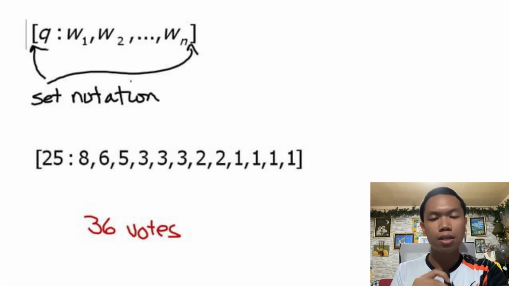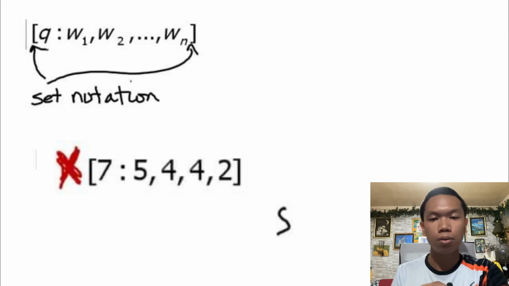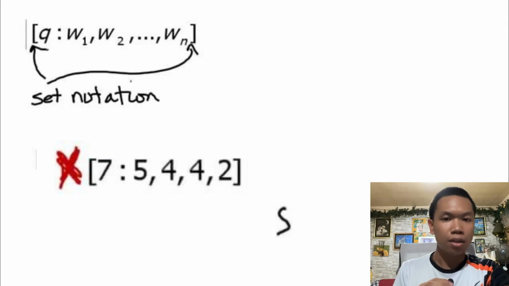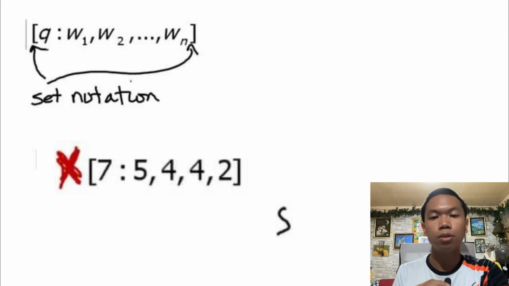The second example is 7, which is the quota, and 5, 4, 4, 2. This is not a valid weighted voting system because the quota is not more than half of the total votes. The total votes are 15, and more than half should be at least 8.